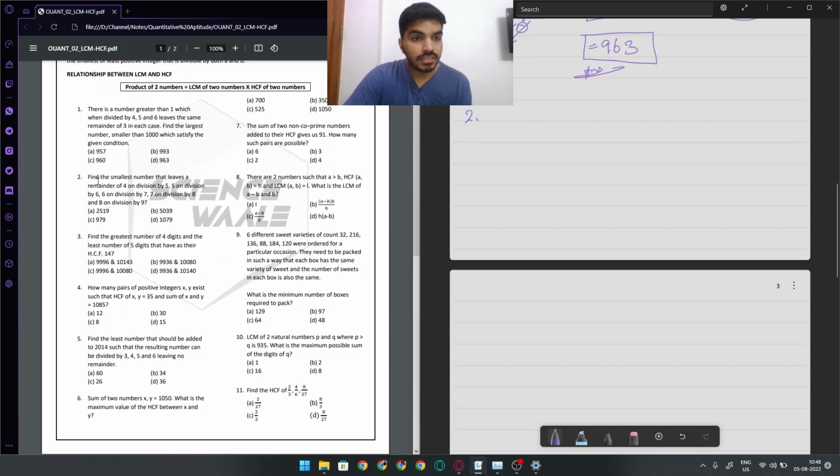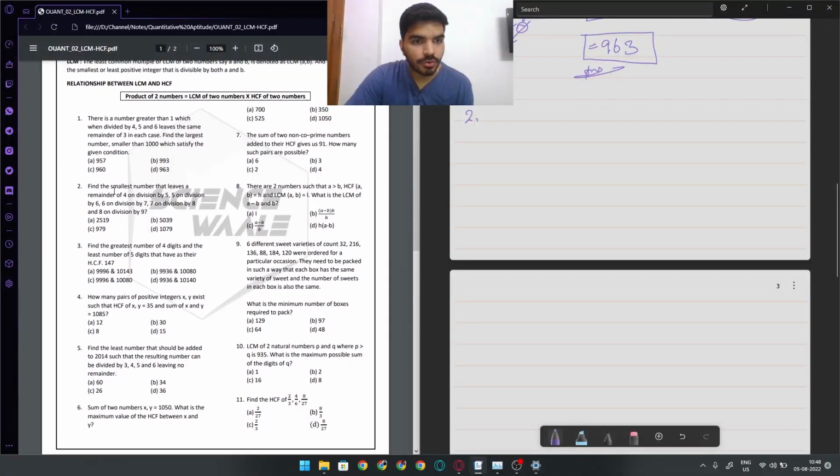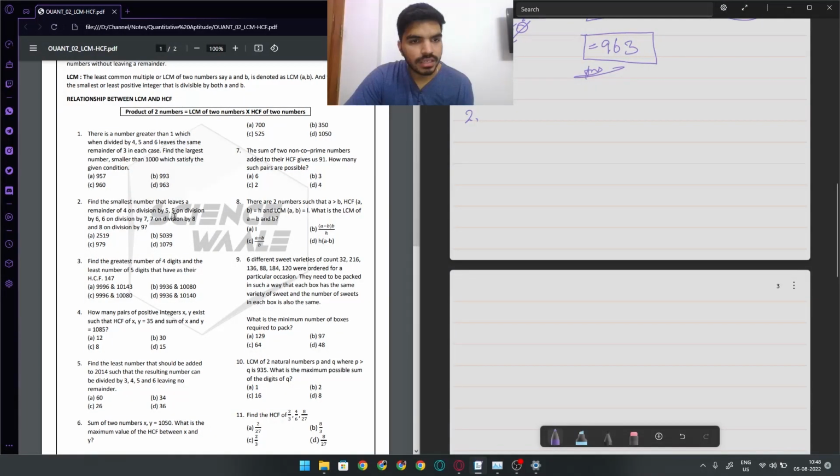Second question: find the smallest number that leaves a remainder of 4 on division by 5, and 5 on division by 6, 6 on division by 7, 7 on division by 8, and 8 on division by 9. Even if you know the answer, in most cases during examination, this is a question you can't solve, until you have been preparing for a long time or you have recently done this question. I have done it many times, and I forget it every time. I have to spend hours to apply the logic of how to proceed with it.